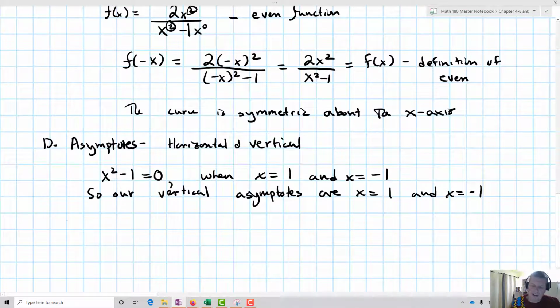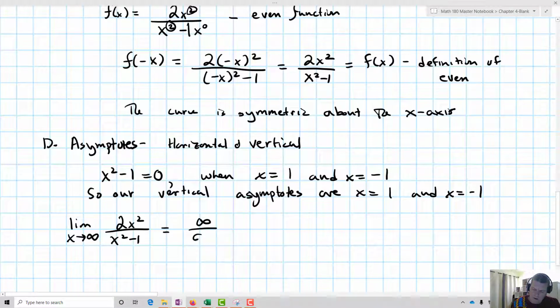Now we want to actually find our end behavior. So we're going to take the limit as x approaches infinity of our function 2x squared over x squared minus 1. And that's going to end up equaling infinity over infinity. Woo! We got an indeterminate form.